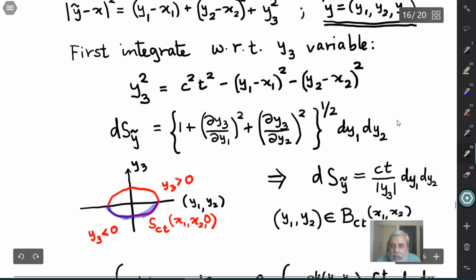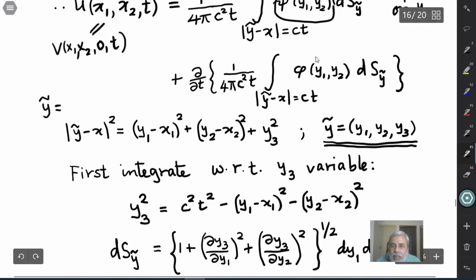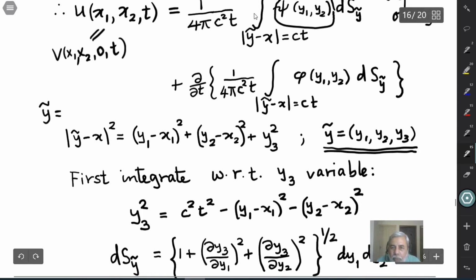And so if you recall how the surface integral is defined, as y1 and y2 vary over this circle, y3 covers this sphere, and so there is one upper hemisphere and a lower hemisphere, and both contribute the same amount to this integral. So it suffices to consider just one integral. The other one is also very similar except for this time derivative.